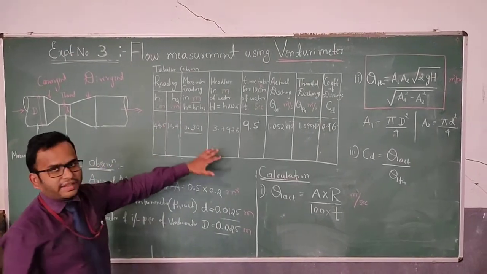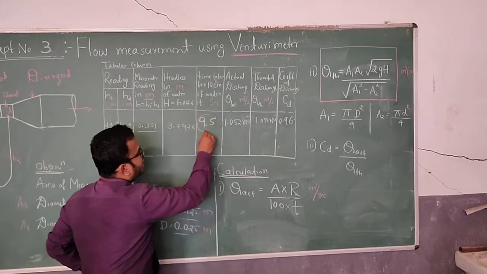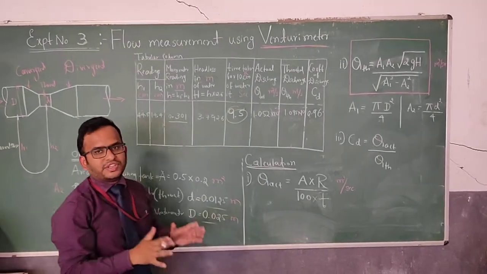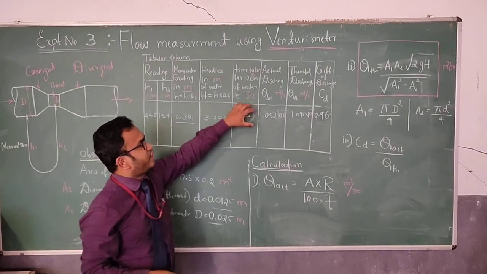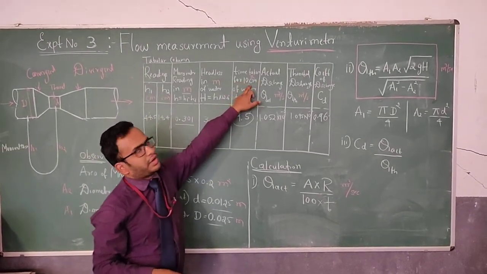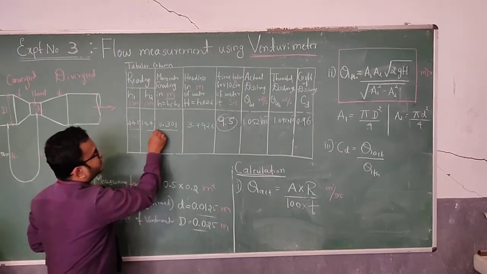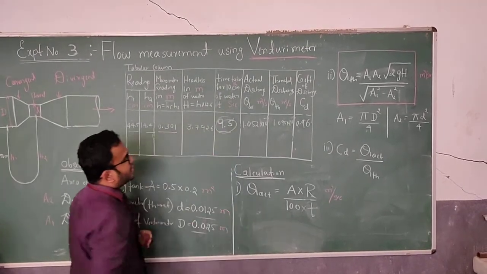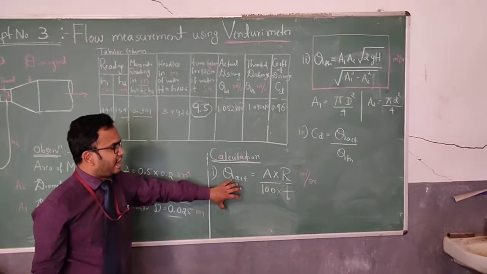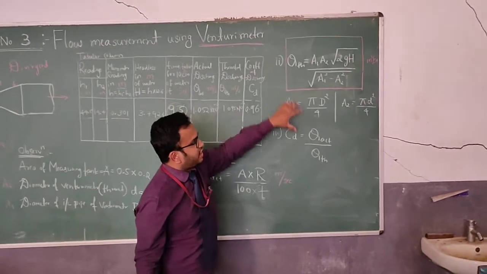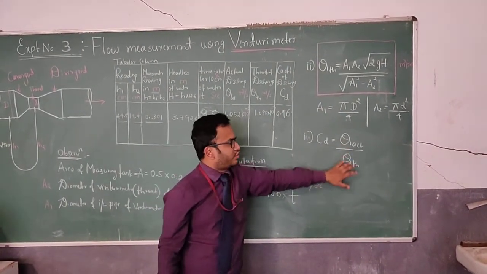Another reading which we are taking from the experiment is the time taken to fill 10 centimeter of water in the measuring tank. That is 9.5 seconds which we have taken for filling 10 centimeter of water. So after getting these three values, that is H1, H2 and the time taken, we have to calculate the Q actual, that is the actual discharge, the theoretical discharge, and from that we calculate the coefficient of discharge, that is Q actual by Q theoretical.